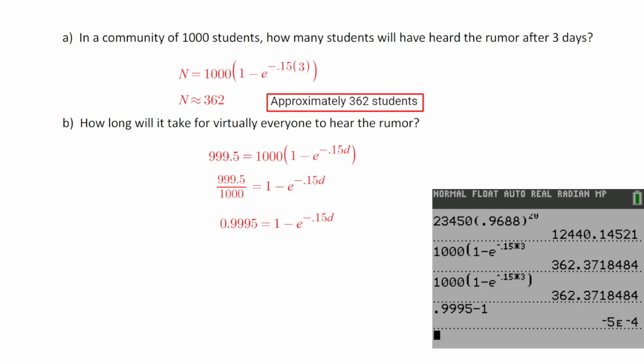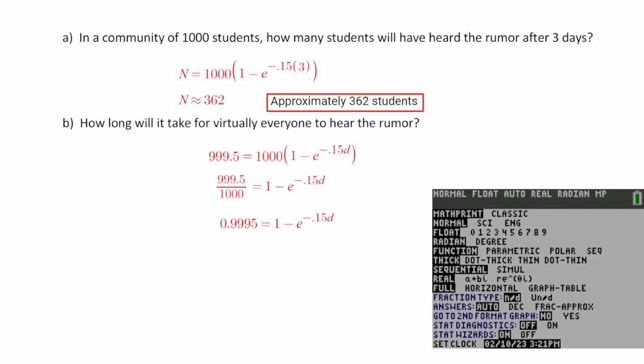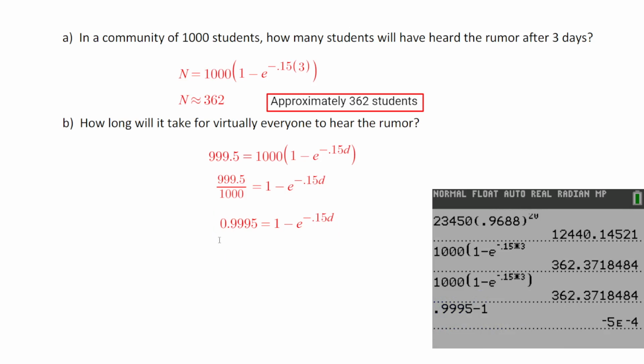I mean, it could display that number. What's going on with my mode? Yeah, that's kind of interesting there. You don't really need a calculator for that anyway. I said I wasn't going to use one, and then I went back on it right away. But anyway, if you subtract 1 from both sides, you're going to get 0.0005 equals negative e to the power of negative 0.15d. And then you could divide both sides by negative 1 to make this positive. This would be a pretty easy step there.